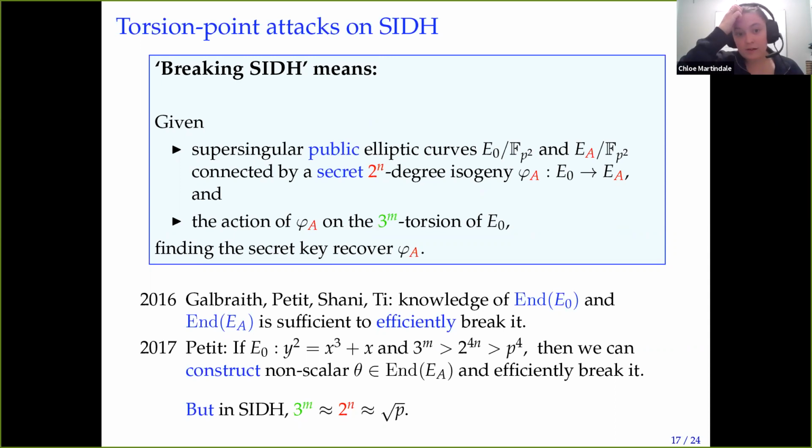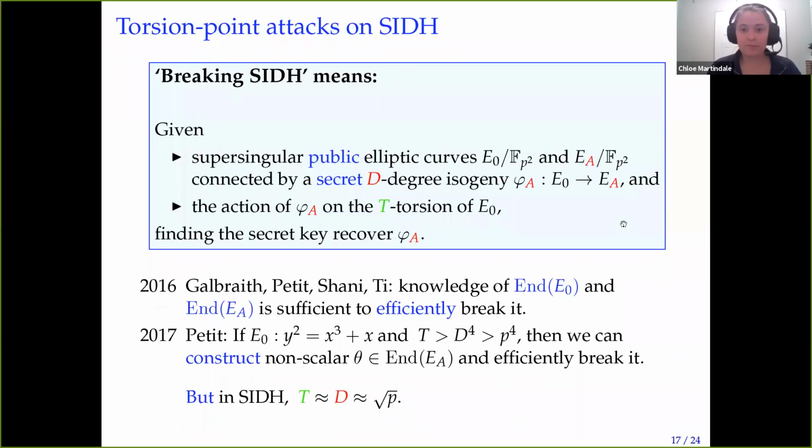So Christophe's method is actually quite a lot more general. I've said 2 to the n and 3 to the m here, but it doesn't really matter. It just needs to be kind of smooth. So I'm just going to replace the 2 to the n by a d for degree and the 3 to the m by a t for torsion. And then otherwise everything's the same.